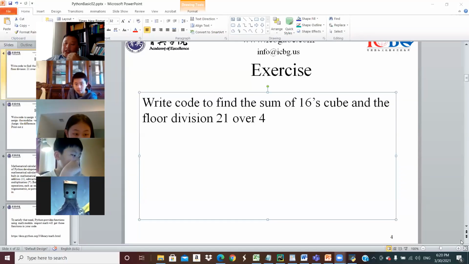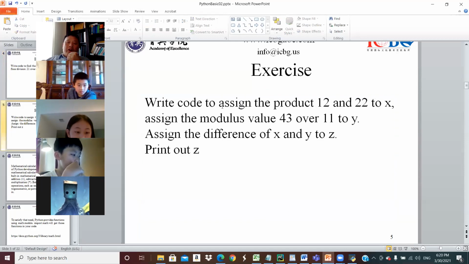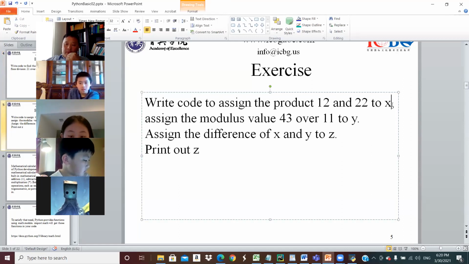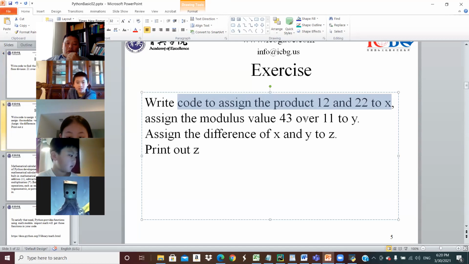Okay, so the next one. Write code to assign the product of 12 and 22 to x. Remember this, okay? Assign the modulus value 43 over 11 to y. Assign the difference of x and y to z. And print out the z.